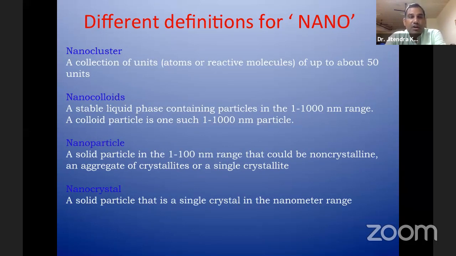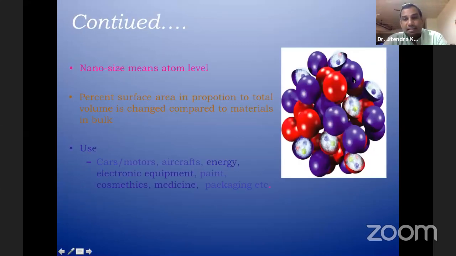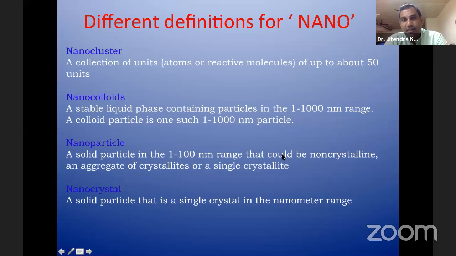A nanocluster is a collection of units of up to about 50 units. That is called a nanocluster. This is an example here, known as a nanocluster, where more atoms add one by one and create a new nucleus. That is called a nanocluster.